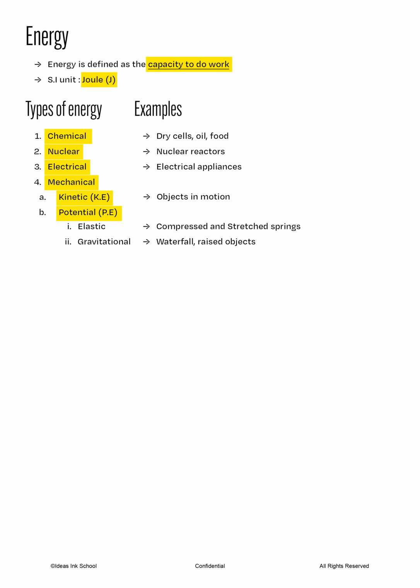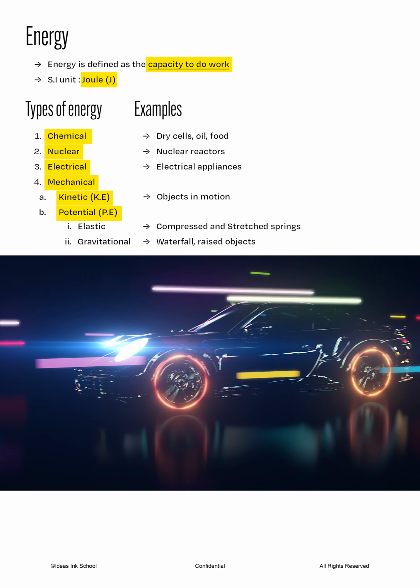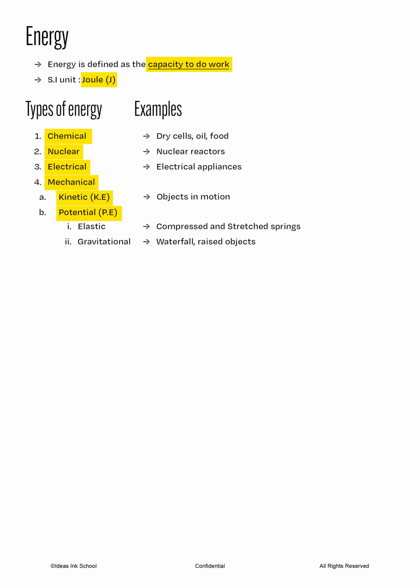Kinetic energy is the energy that objects in motion possess. For example, a car moving down the road has kinetic energy. Meanwhile, potential energy is often referred to as stored energy. There are two types of potential energy: elastic potential energy and gravitational potential energy.